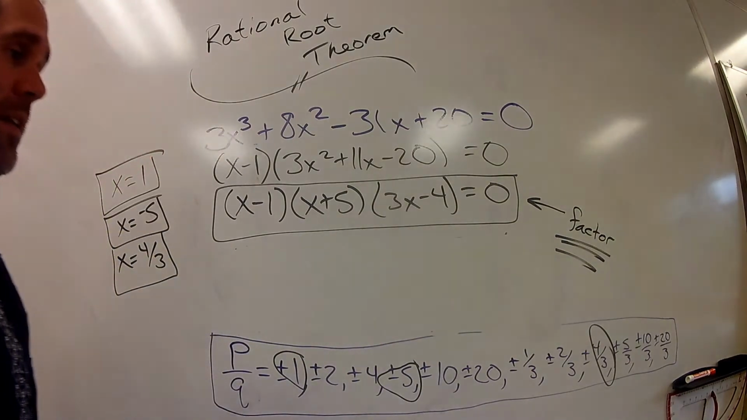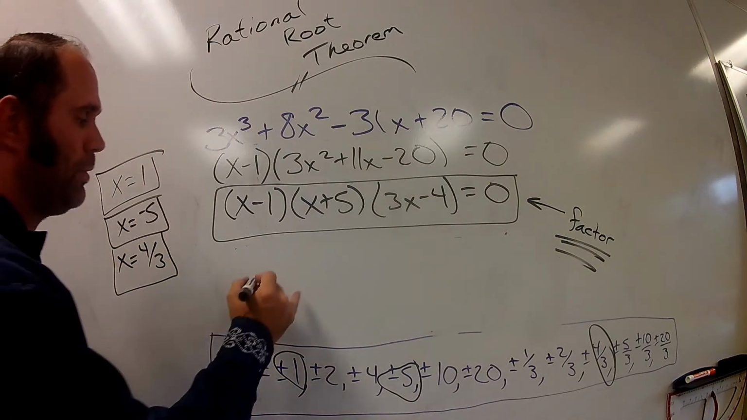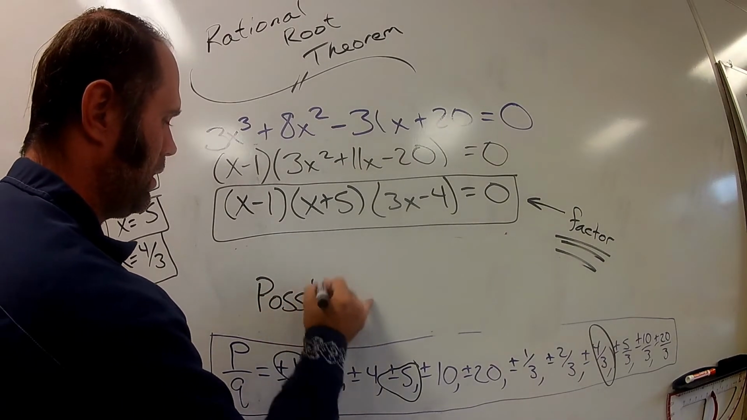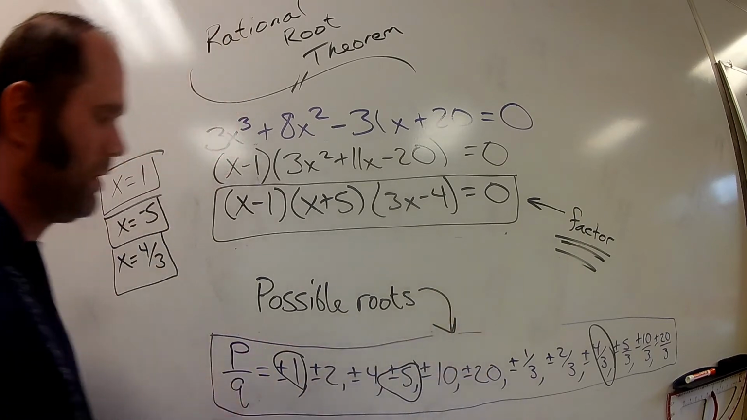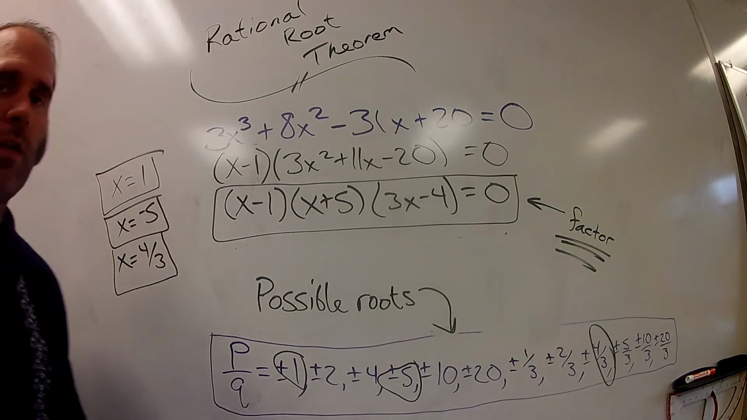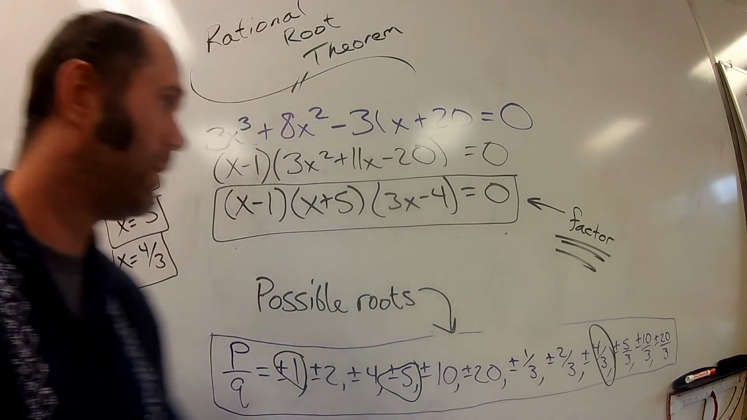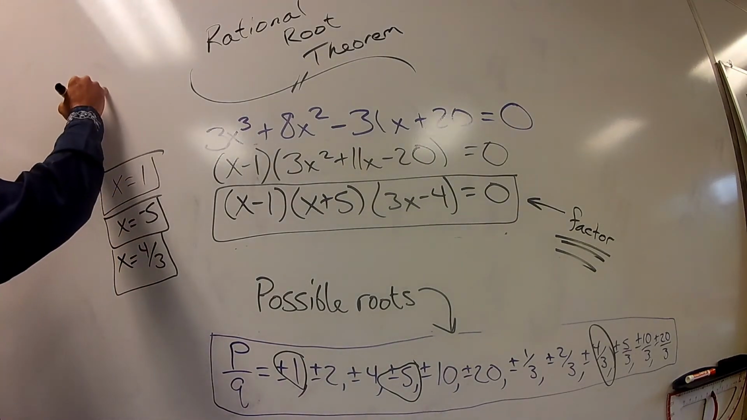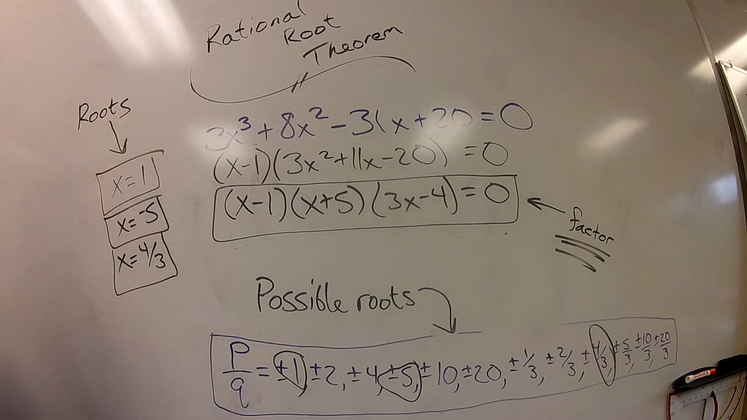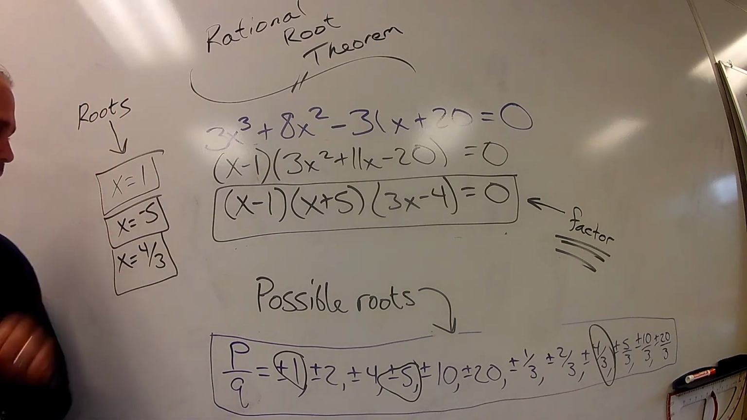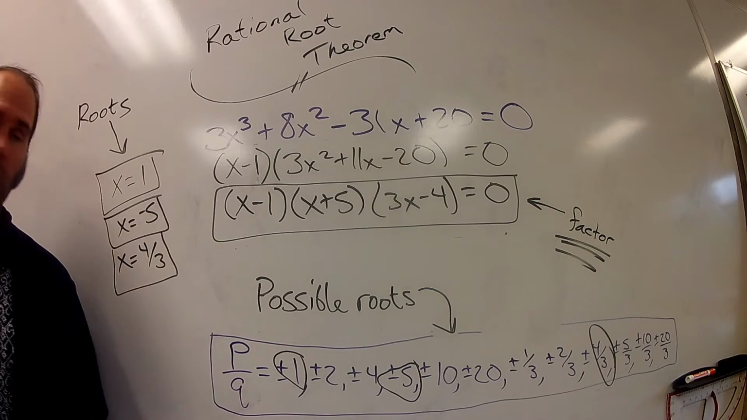If you're asked to find the possible roots, this would be your answer. If you're asked to find the roots, then these would be our answer: x equals 1, x equals negative 5, and x equals 4 thirds.